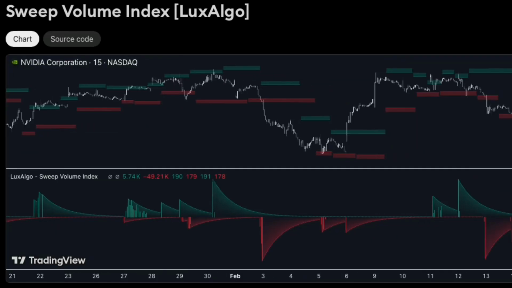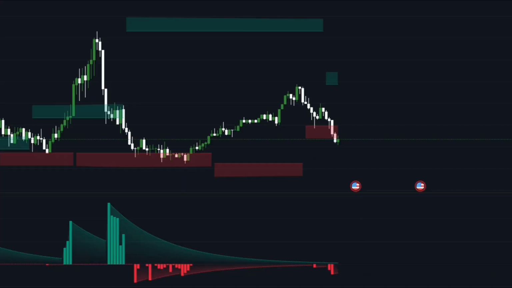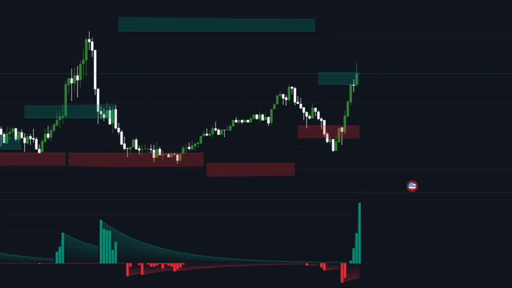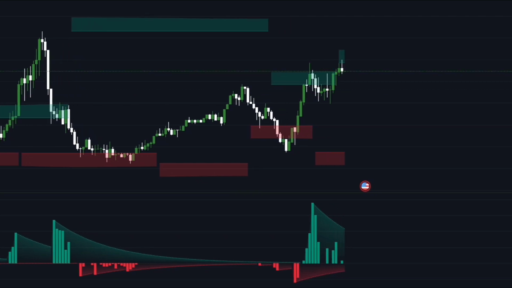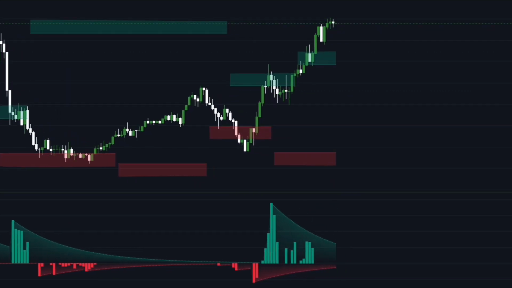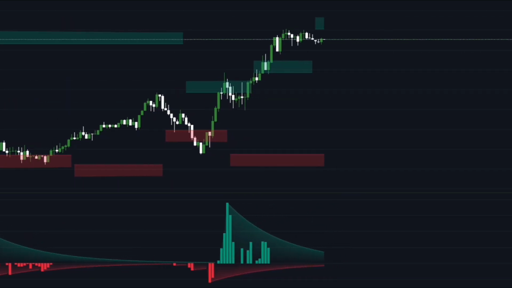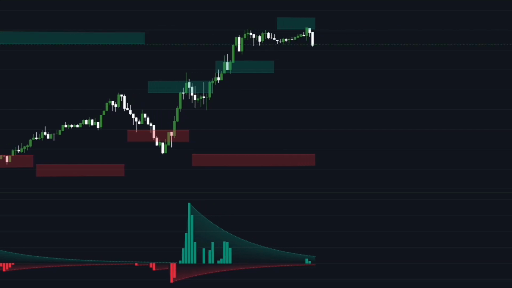Number 3, Sweep Volume Index by Lux Algo. Volume spikes are easy to see, context isn't. Sweep Volume Index not only spots sweeps, it indexes them against expected volume behavior, telling you when a sweep is meaningfully different from noise. Best use case is to confirm breakouts and false breakouts. If the sweep index rises above normal regimes on a break, that breakout has teeth.